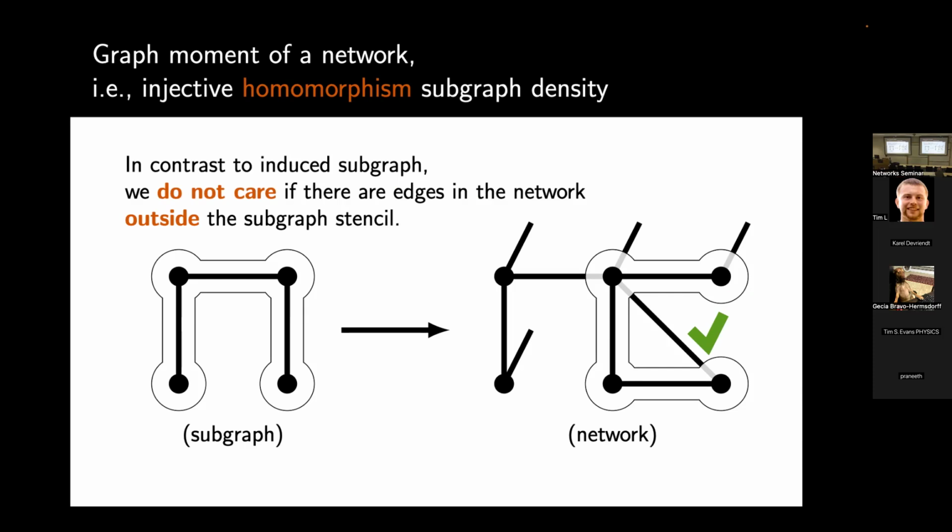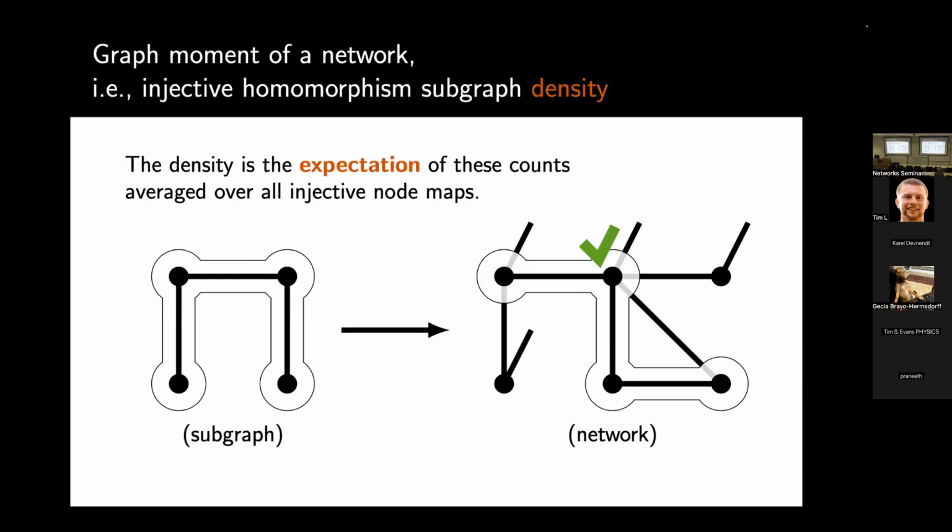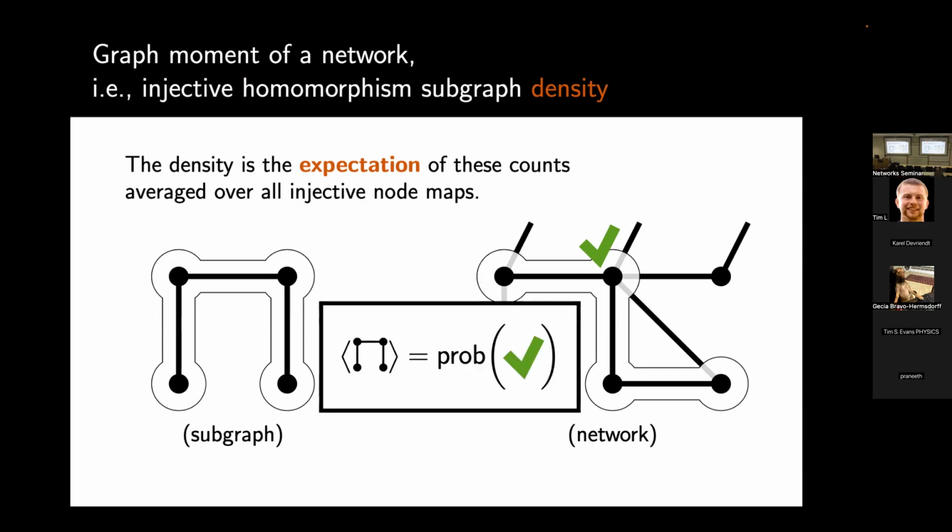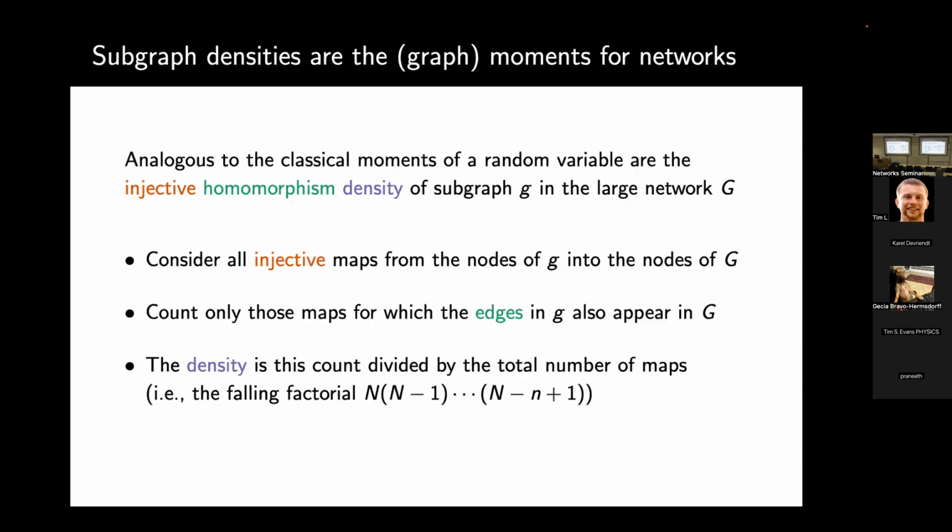Okay, and then the density part is that you take the expectation of this count, averaged over all injective node maps. So if the big network has n nodes, that's the falling factorial of n, with the length being the number of nodes in G1. Okay, and that gives you the probability that if you sample nodes in your big network, you're going to see the subgraph. Okay, so just repeating the definition: injective homomorphism density.